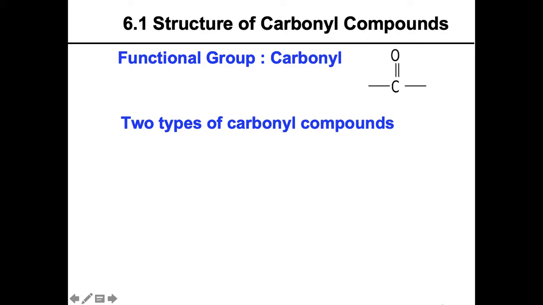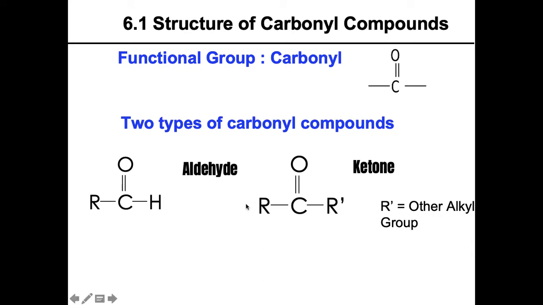The structure of the functional group carbonyl is carbon double bond O. There are two types of carbonyl compounds, aldehyde and ketone. The difference between aldehyde and ketone: aldehyde has one hydrogen atom attached to the carbon bonded to oxygen, while for ketone there is no hydrogen atom attached to the carbon bonded to the oxygen.